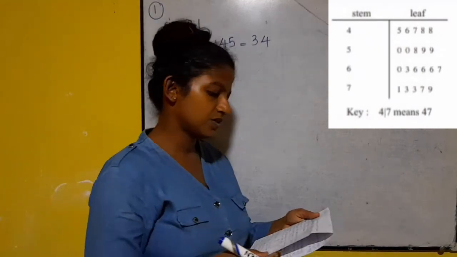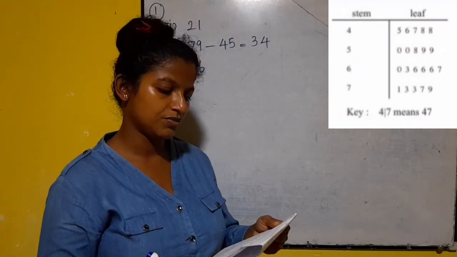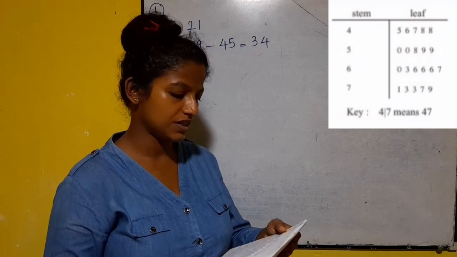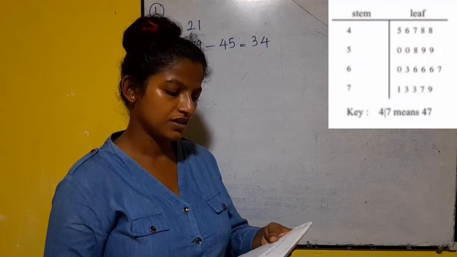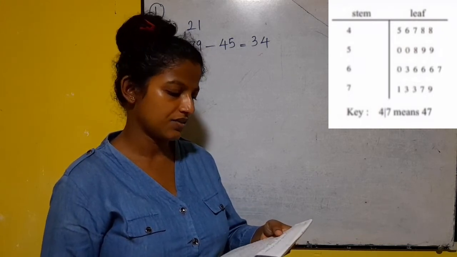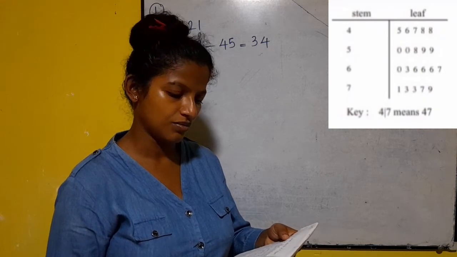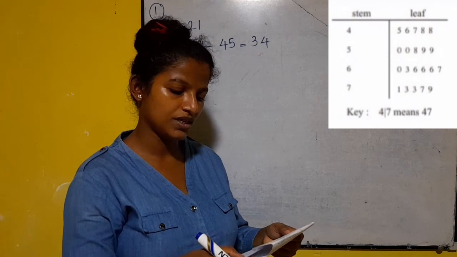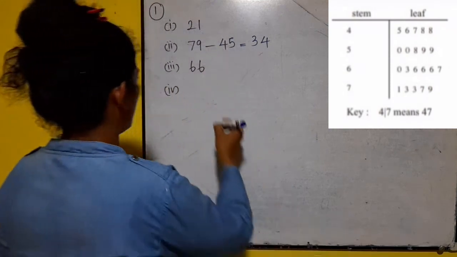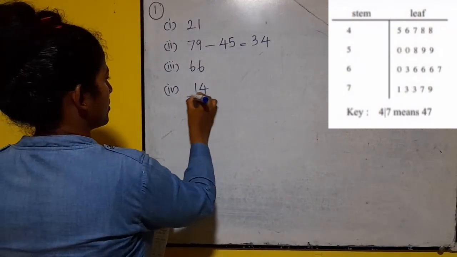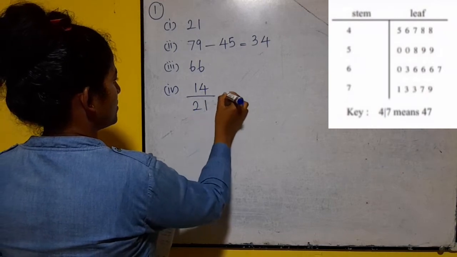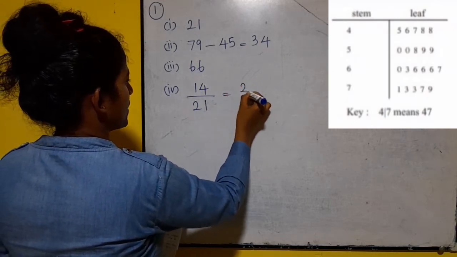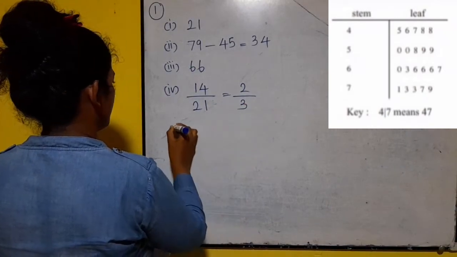Question number 4. Write the number of schools which more than 50 students visited as a fraction of the total number of schools and write it in the simplest form. More than 50, there are 14 schools here. So 14 over the total number of schools, which is 21. If you simplify this, the fraction is 2 over 3.